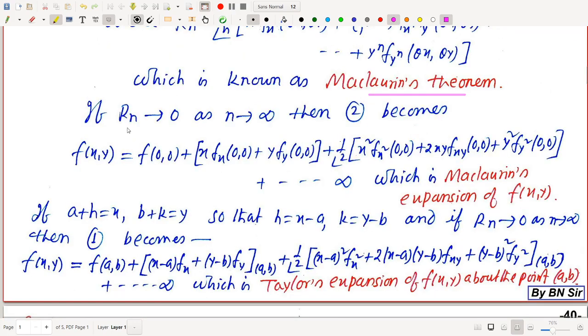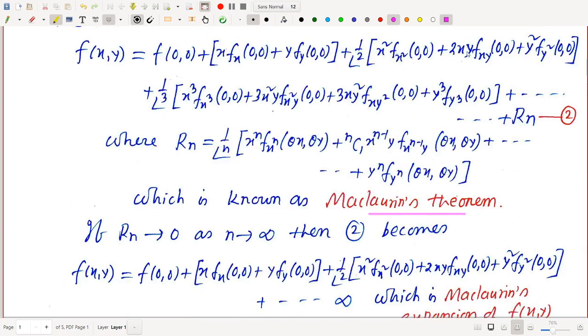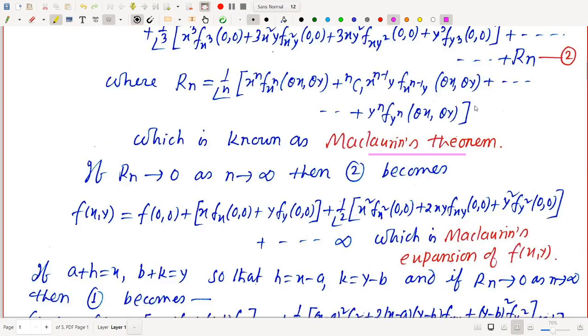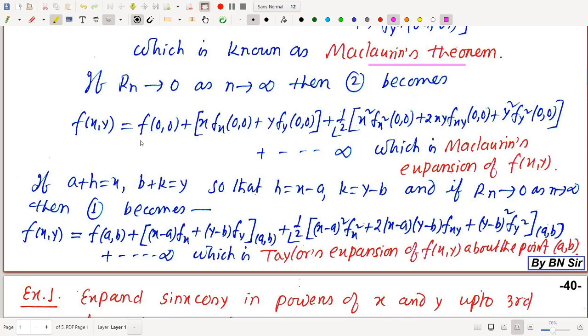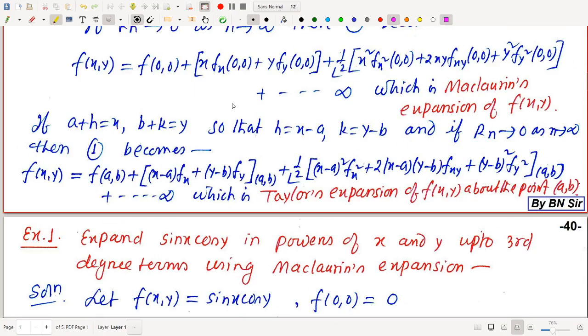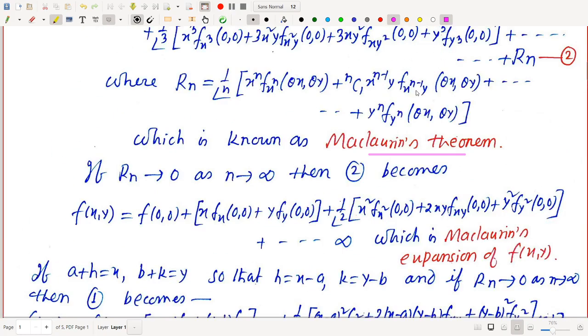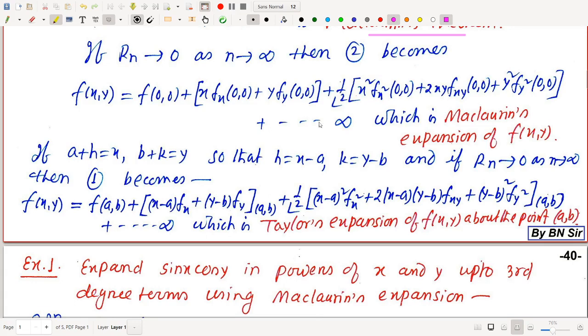And now if the remainder term Rn tends to 0 as n tends to infinity, then this Maclaurin's theorem number 2 becomes an infinite series, and we write f of x y equal to the first terms, and the second, third, fourth terms are similar to whatever is written here, and only it will now be an infinite series, dot dot dot. So this is known as Maclaurin's expansion of f of x y in powers of x and y in an infinite series. Maclaurin's expansion for a function of two variables.